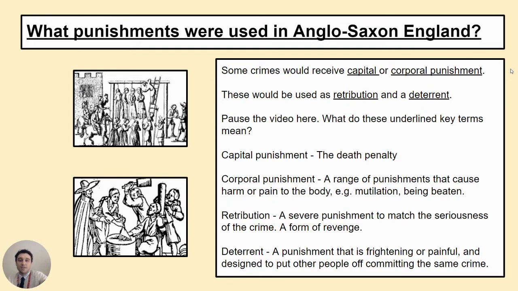Retribution is a severe punishment to match the seriousness of the crime. It's like a form of revenge. It's like getting your own back here. And a deterrent is a punishment that is frightening or painful, and the aim is to put people off committing the same crime. So, for example, if you cut someone's hand off, all the people watching that hand being cut off would be so shocked, in theory, there are some sick people out there, but in theory, they would make sure they never committed the crime because they would not want the same punishment. That's a deterrent.